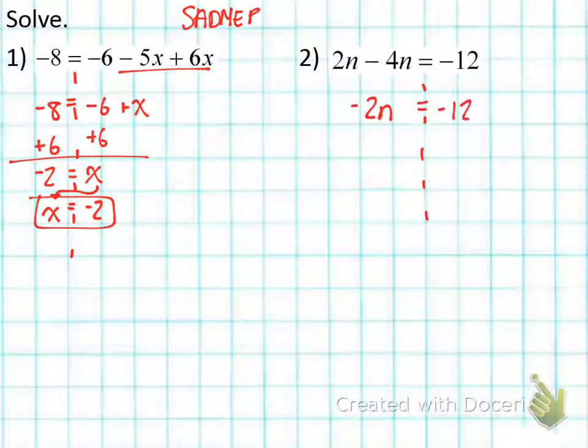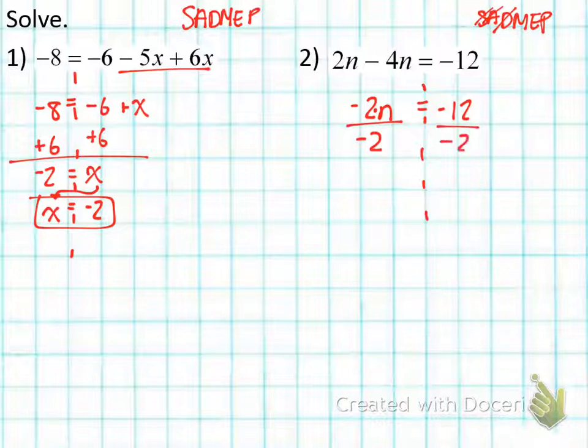Then I'm using sad map. Going through these, are there any subtraction signs? Nope, there's a negative 2, but that's not subtract. Any addition signs? No. Division signs? No. Multiply, yeah, there's a multiplication sign between negative 2 and the n. The opposite of multiply is divide by negative 2. Dividing both sides by negative 2, we get n is equal to positive 6, right? And that's your answer. That makes sense?